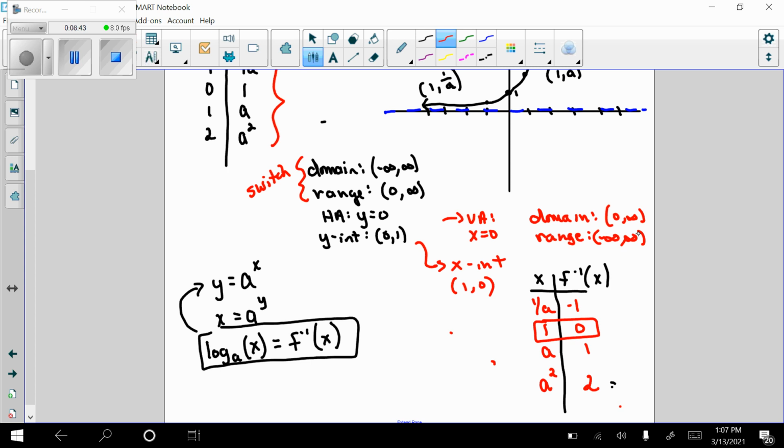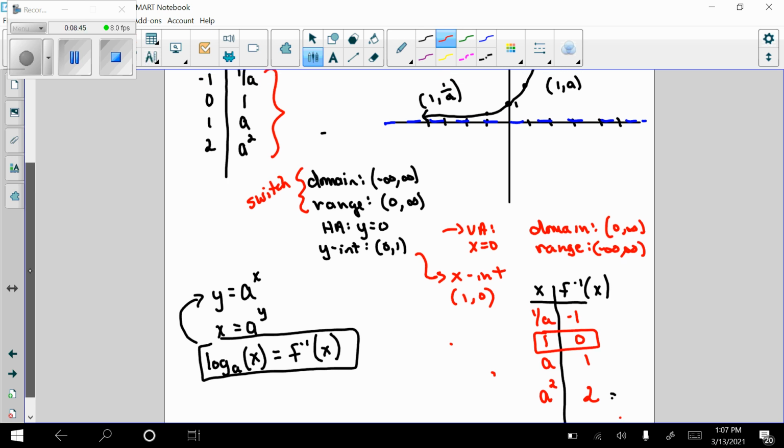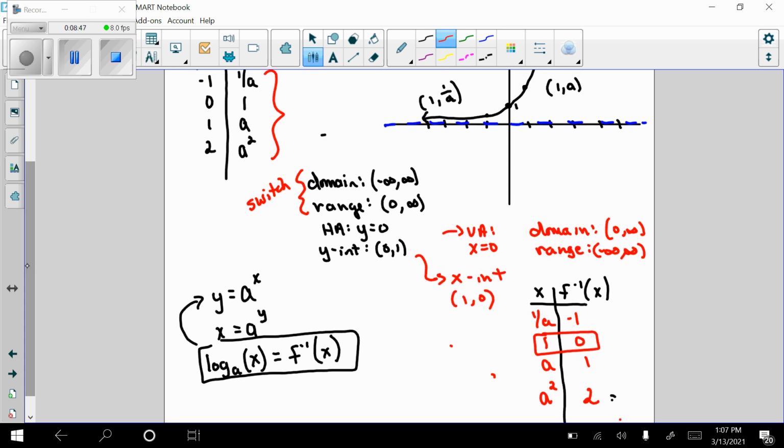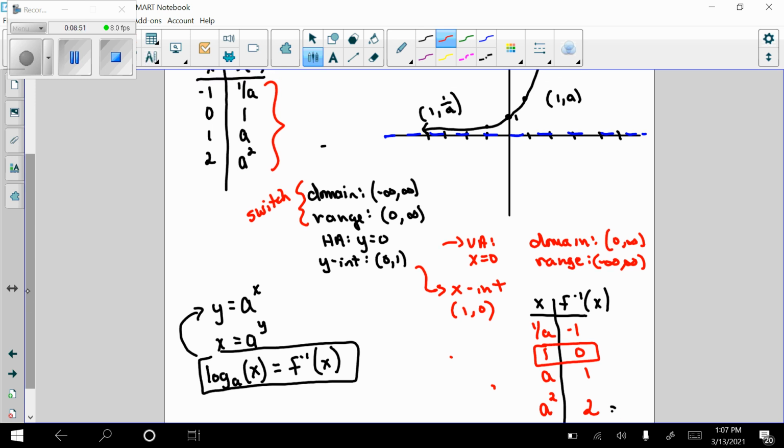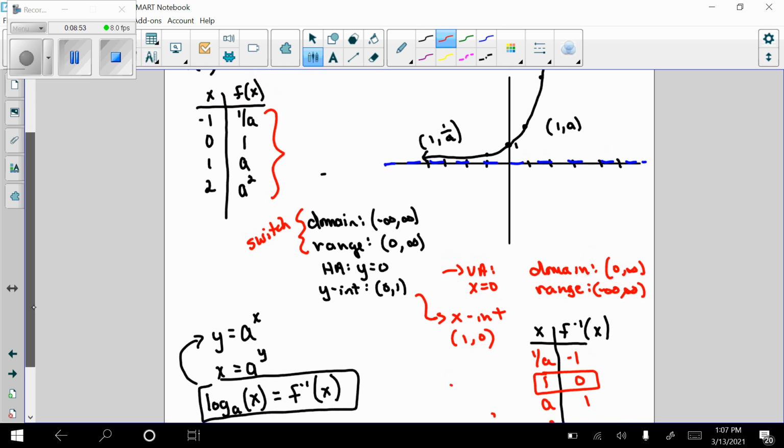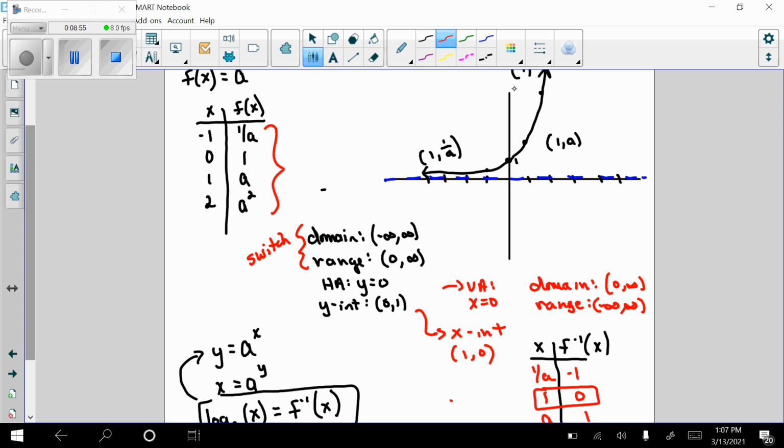Okay, so again, just think about how inverses work. X and y switch places, even for your characteristics for domain, range, horizontal and vertical asymptotes, and x and y intercepts. So this is going to be my log graph. I have a vertical asymptote at 0. I have an x-intercept at 1, 0. And then I have these points.